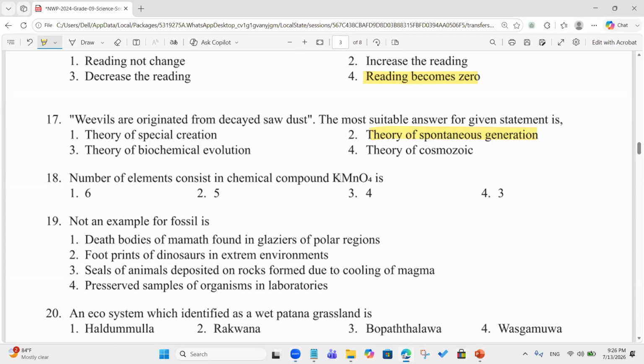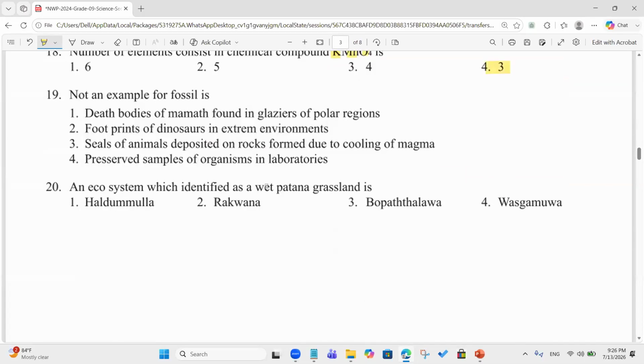Potassium, K, manganese, Mn, and oxygen. These are the 3 elements, right? Your answer is correct. Which is not an example for a fossil? What is the answer? What is not an example for a fossil?